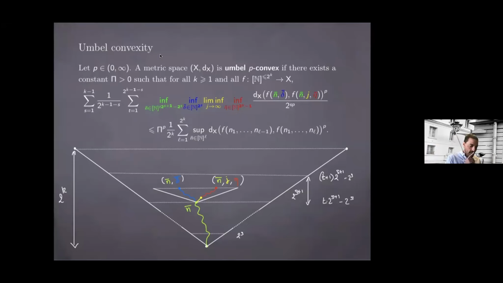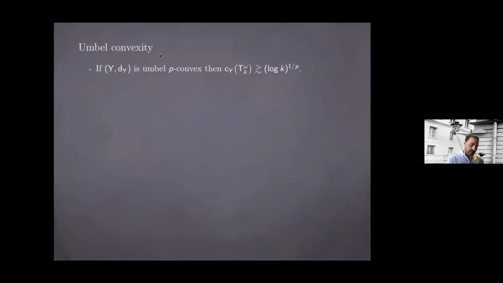Okay. So this is the notion of Umbel convexity, okay? And the main problem will be, well, fine, you have an inequality, but are there spaces satisfying this inequality? Is there an interesting class of spaces that will satisfy this inequality? And then what can you do with that? So the first thing, again, is immediate from the definition of Umbel convexity. If a metric space is Umbel p-convex, then you have this distortion lower bound for the Cantabile branching trees. So this is completely immediate.